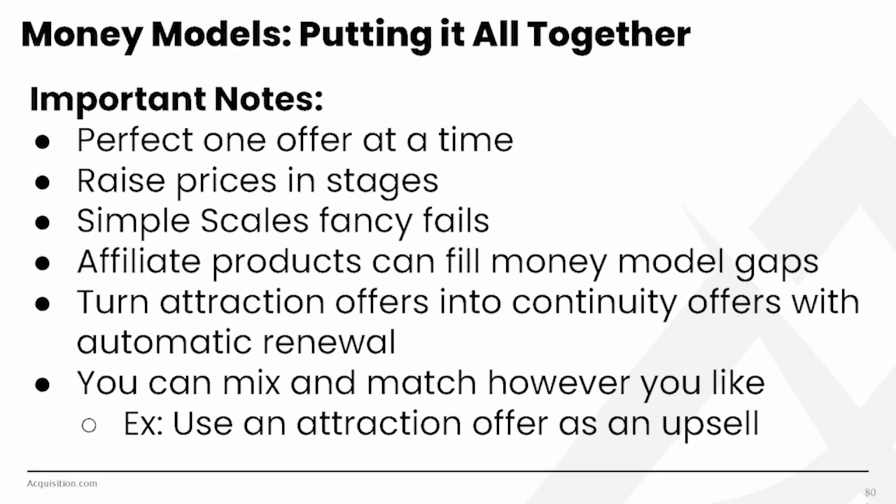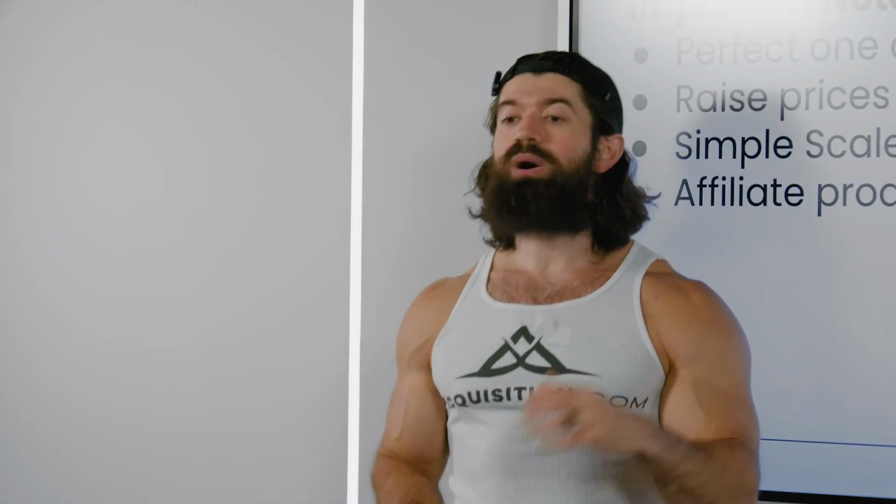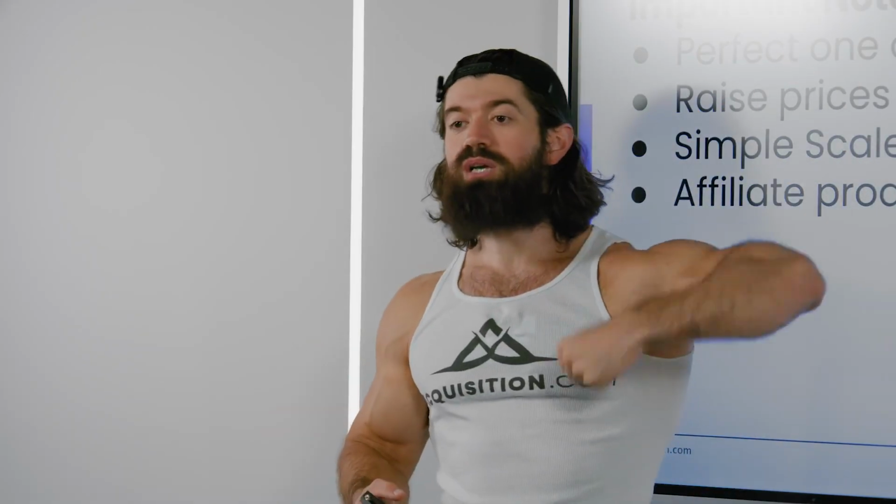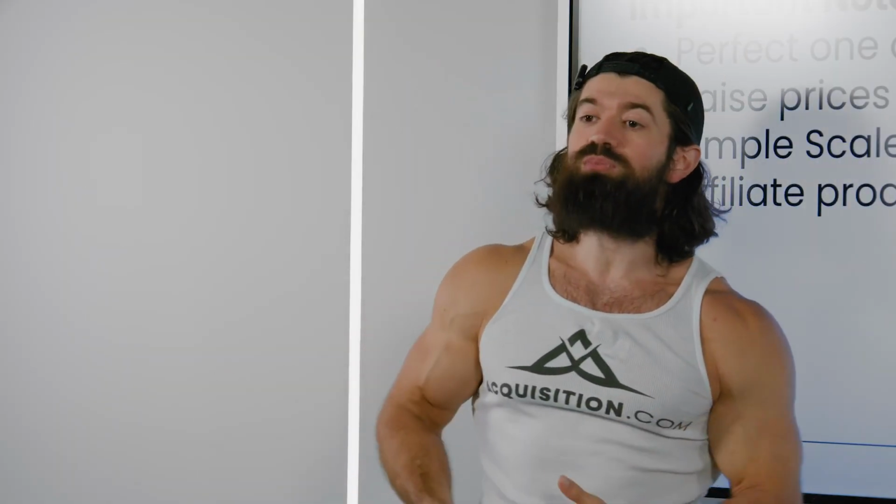This is a little bit of an advanced tip. Affiliate products can fill money model gaps. So if you're like, okay, I want to do a buy X, get Y free, then just do a buy X, get Y free on someone else's product. Then you can still sell your main thing and use somebody else's product that you send traffic to, so you can get cash and you have no operational constraints. You can use that for complementary services rather than something that's going to take away from your core offer.